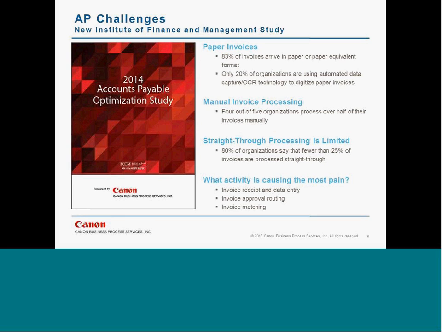Back in 2014, Canon Business Process Services partnered with OFM to conduct a study to look at some of the challenges and pain points that organizations are facing today. There are quite a few pain points. 80% of invoices are still arriving in paper equivalent formats. Four out of five organizations process over half of their invoices manually, and straight-through processing is really limited. There are other pain points such as invoice receipt entry, approval routing, matching.